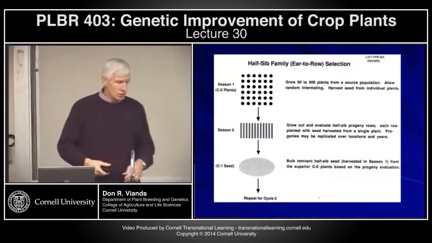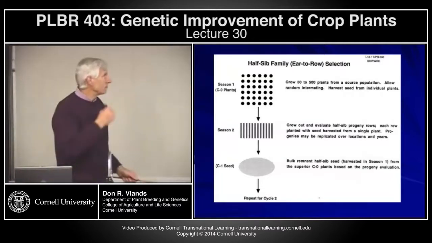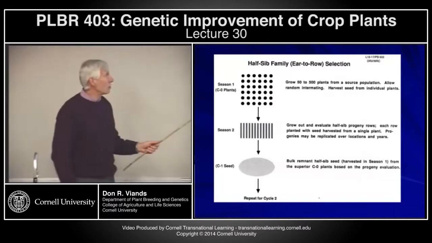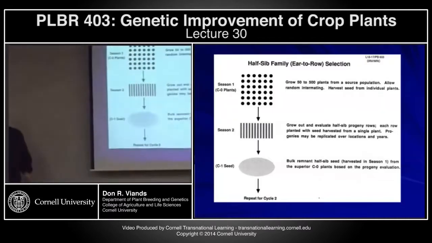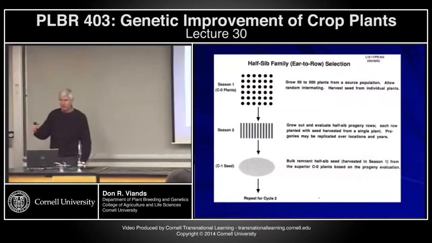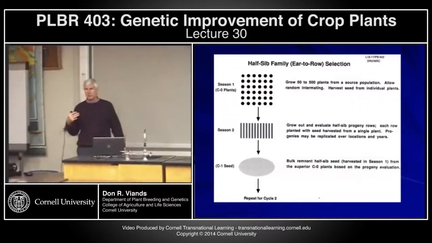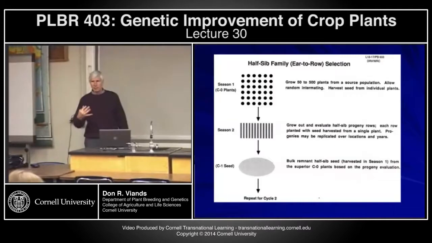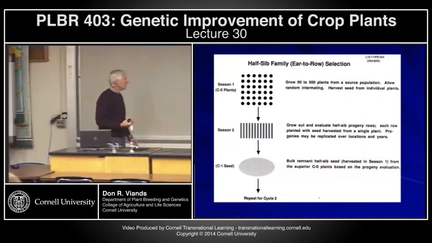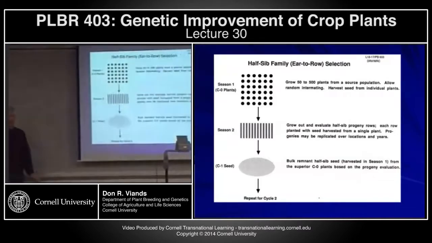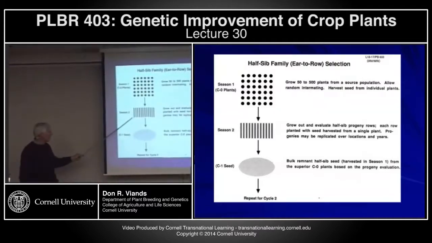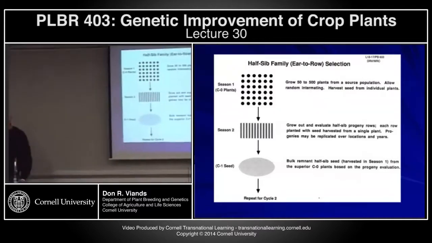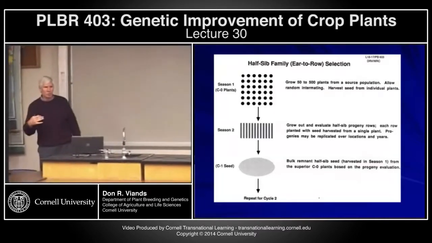But by way of review, we began with the simplest half-sib method, which the corn breeders call ear-to-row selection, because in the first season you just simply allow plants to open pollinate. You harvest a seed from each individual plant, and that seed becomes a half-sib progeny. In corn, it would be like harvesting an ear from the plant, and the next season you're growing out the seed from that ear into a row. So it's called the ear-to-row method for corn breeders.